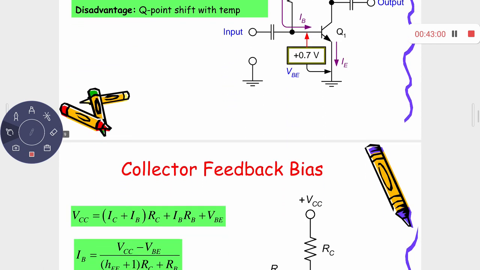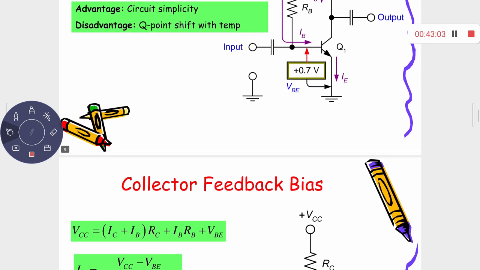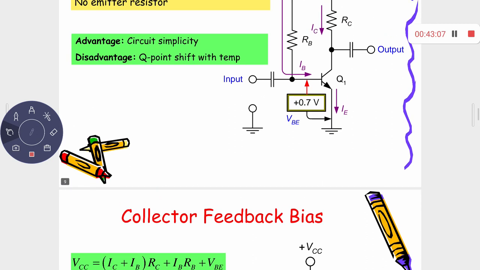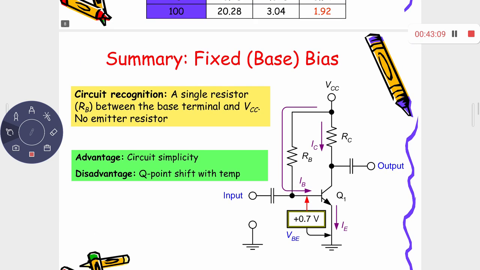Then the next one. Sir, for this fixed bias, what are we adding in this circuit, like the capacitance? No, we are not adding anything. We have only two things, only the base resistor and one capacitor. So the biasing is done through the base resistor and collector resistor. Unless you have those resistors, you don't have the DC.